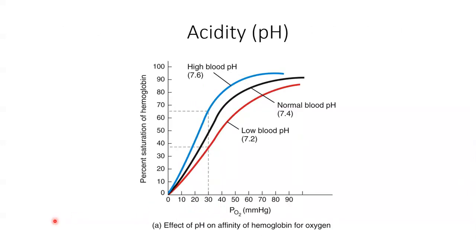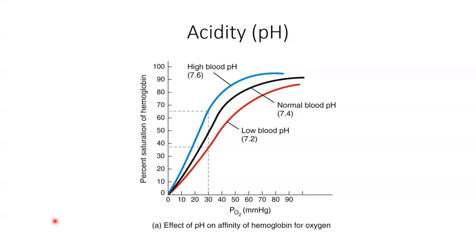So although partial pressure of oxygen is the most important factor that determines how much oxygen binds to hemoglobin, there are several other factors that will influence the affinity to which oxygen binds to hemoglobin, which just means how tightly that oxygen will bind to the hemoglobin.